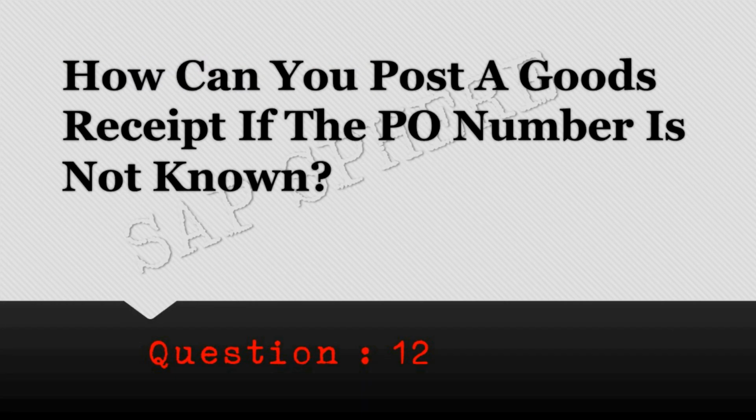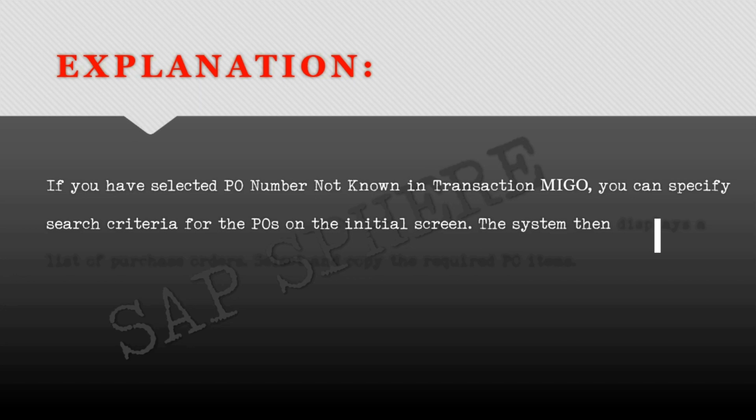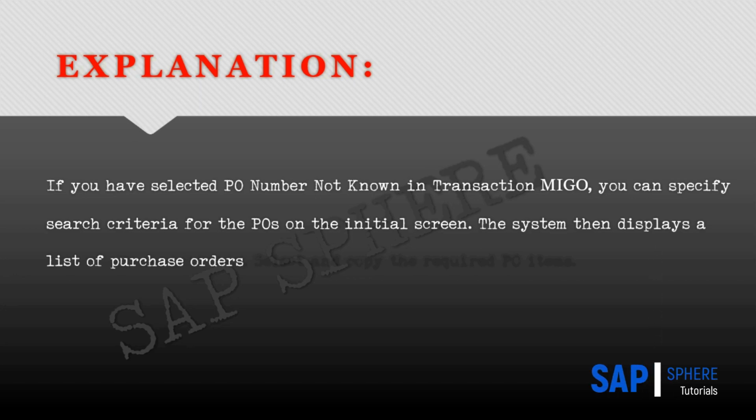How can you post a goods receipt if the purchase order number is not known? If you have selected purchase order number not known in transaction MIGO, you can specify search criteria for the purchase orders on the initial screen. The system then displays a list of purchase orders. Select and copy the required purchase order items.